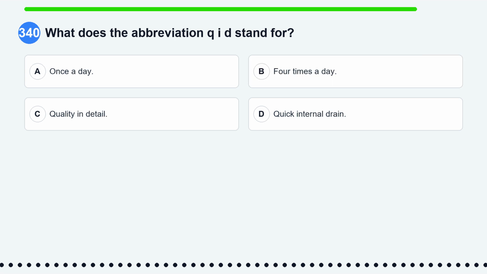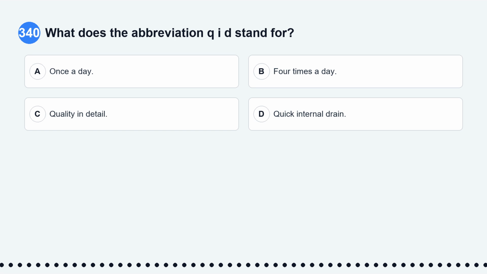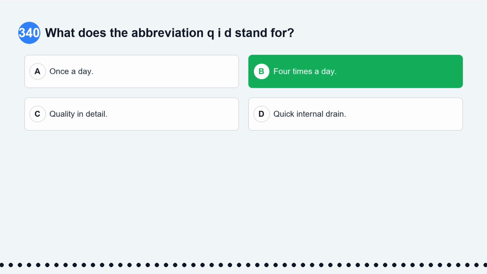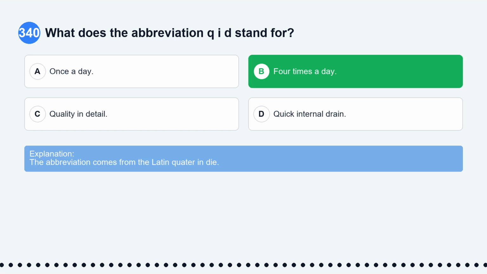Question 340. What does the abbreviation QID stand for? Option A, once a day. Option B, 4 times a day. Option C, quality in detail. Option D, quick internal drain. The correct answer is option B, 4 times a day. The abbreviation comes from the Latin quater in die.